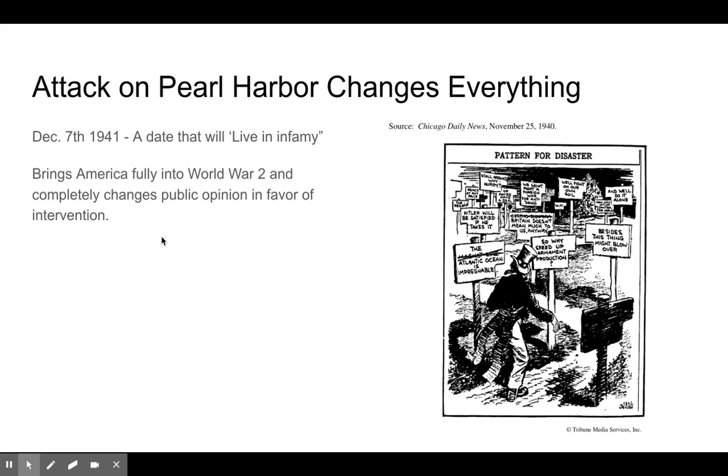We'll talk more about how the war goes and some of the developments around the world and on the American home front in a future lecture.